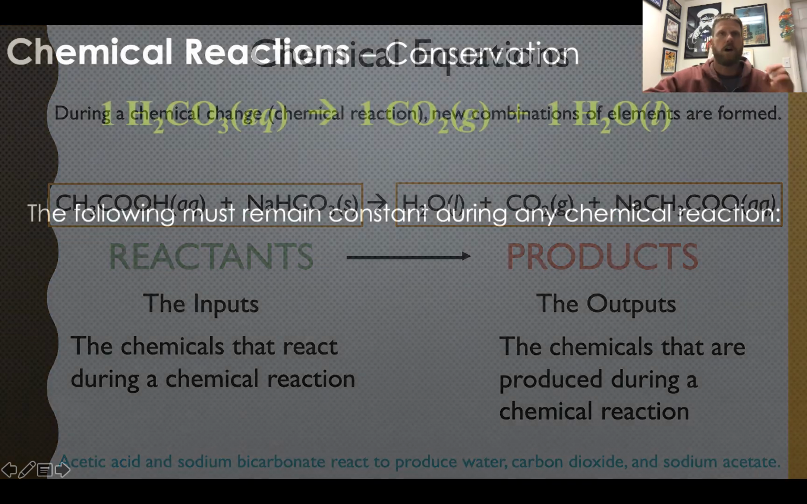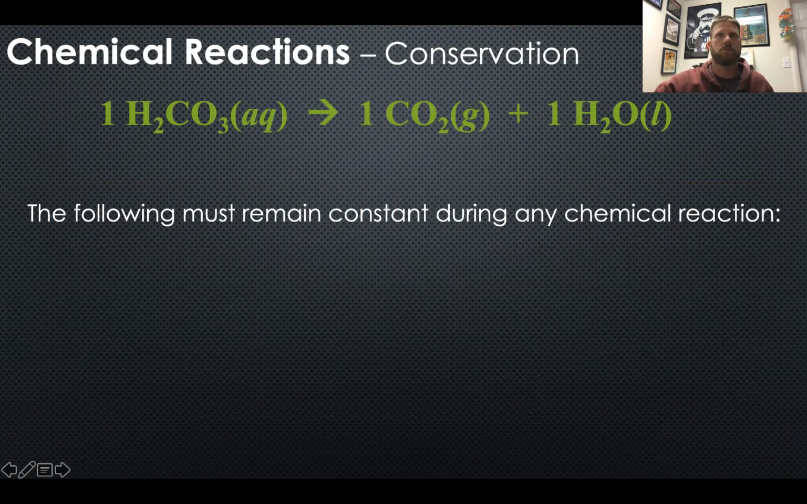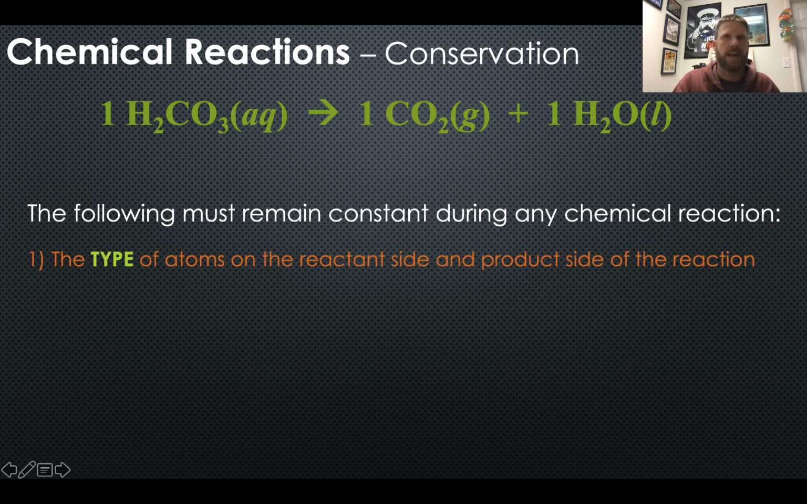Our focus for this discussion of chemical reactions involves conservation. Conservation means that even though new substances are formed during a chemical reaction, there are a few items that must be the same at the beginning and the end of a reaction. There are 4 quantities that must remain constant. The first is the type of atoms involved.